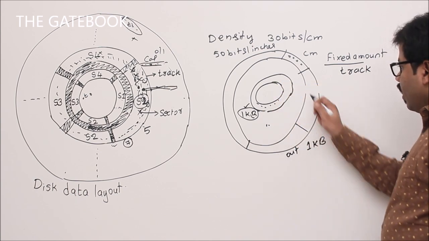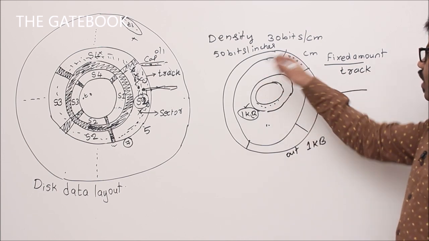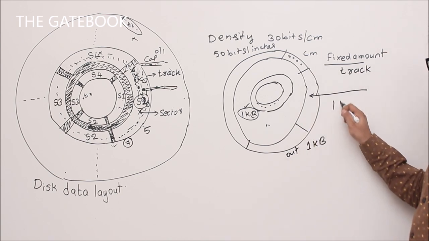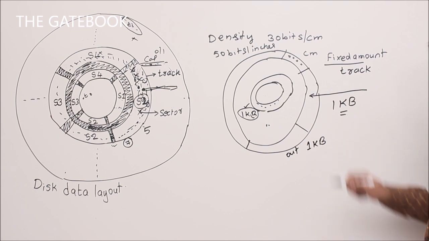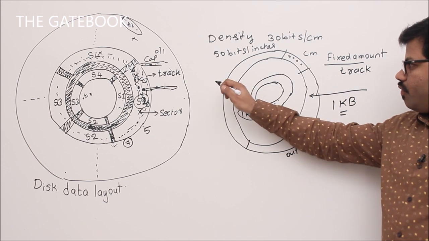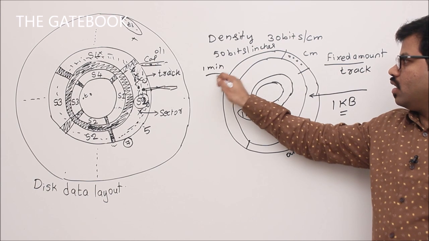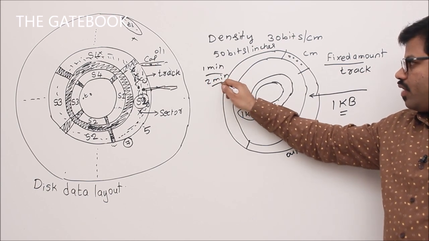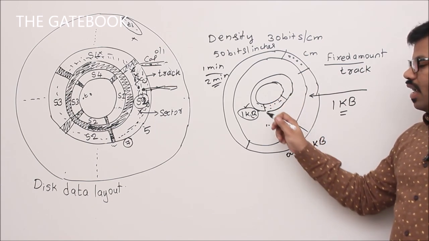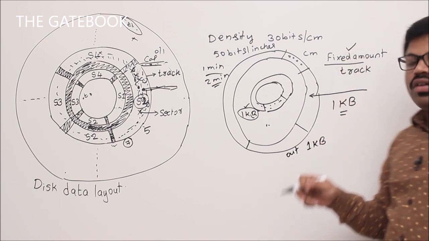Similarly, what if I have my read write head in the outermost track? Then if I rotate this plate, the same thing will happen, because here also you stored only 1 KB of data. That means the design will be simple. If I rotate it for some fixed amount of time, for example 1 minute or 2 minutes, whatever may be the amount of time, you are going to get the same amount of data from the inner track and the outer track, from any track, right? That is the advantage of the fixed amount model.